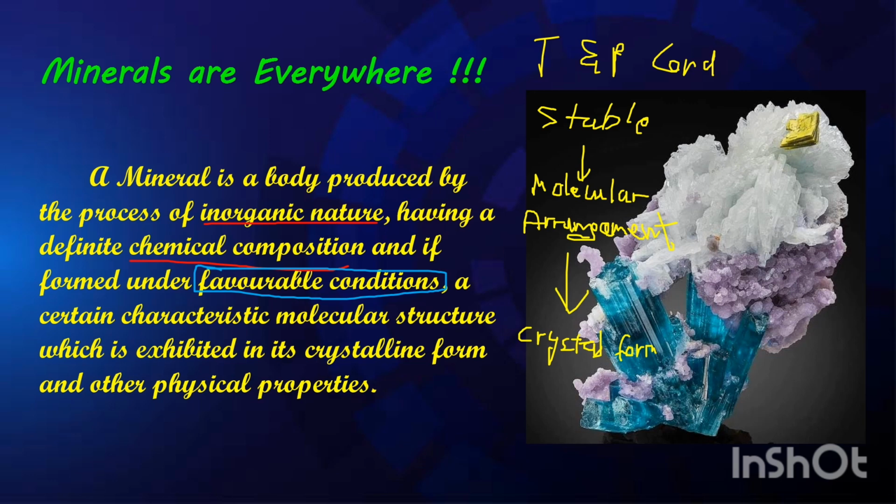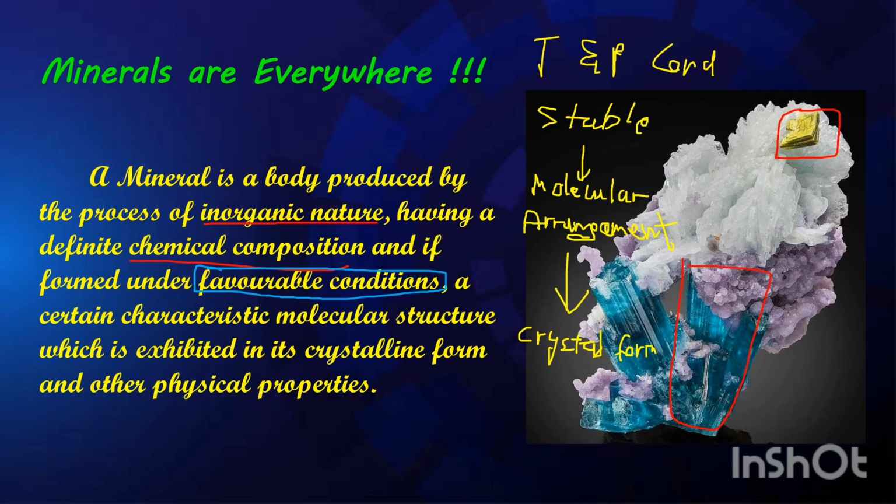So we have this mineral, which is autunite. It's a radioactive mineral. You can see it has a perfect geometrical shape. Why does this mineral have a perfect geometrical shape? Because it was formed under favorable conditions, and when it was formed under favorable conditions, its crystalline form was developed, such that it is exhibited by its morphological form. Similarly, we have this tourmaline crystal, this tourmaline prismatic crystal.